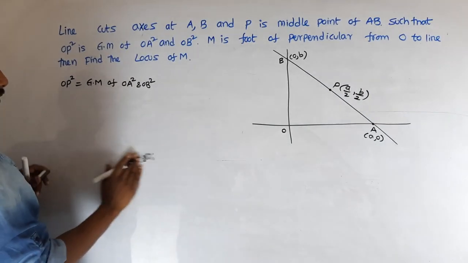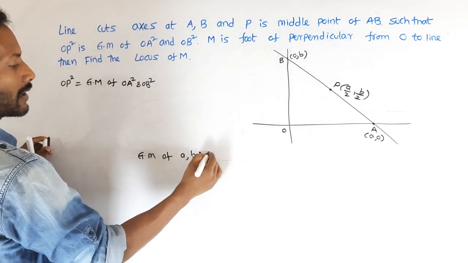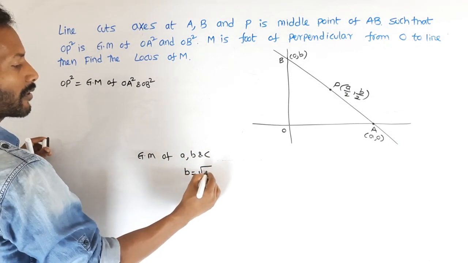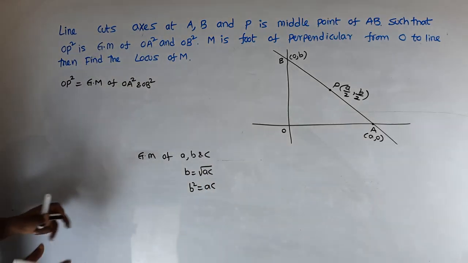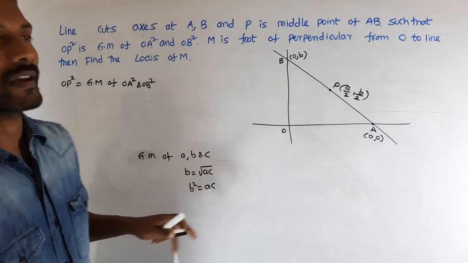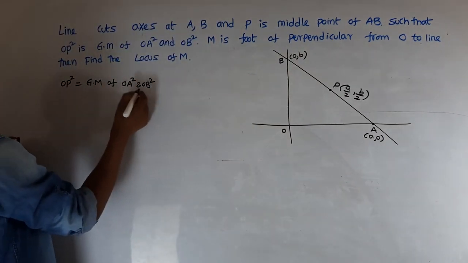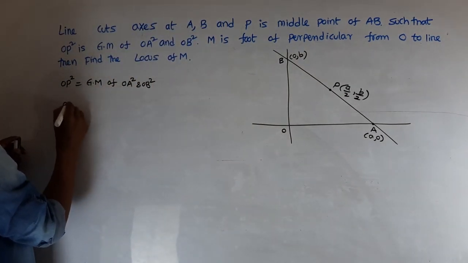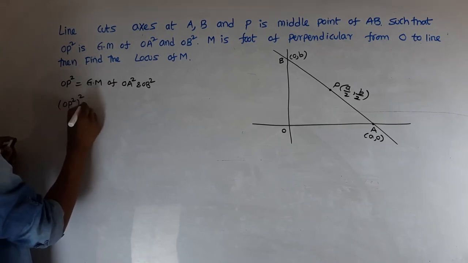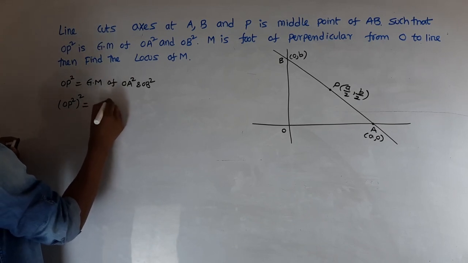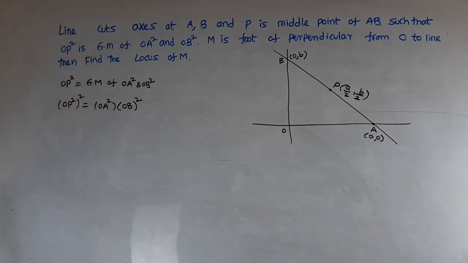For A, B and C, the geometric mean of A and C is B equal to square root of AC, or B square equal to AC. So the geometric mean of OA square and OB square gives OP square whole square equal to the geometric mean of these two, OA square into OB square. I hope you are understanding.